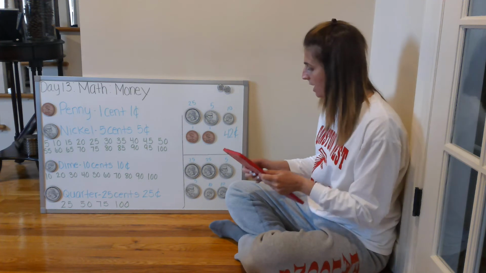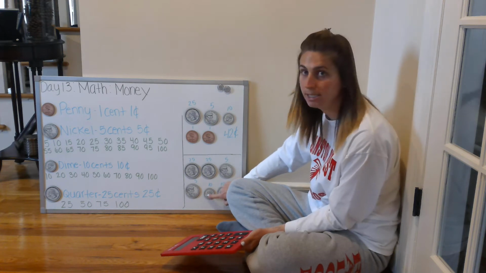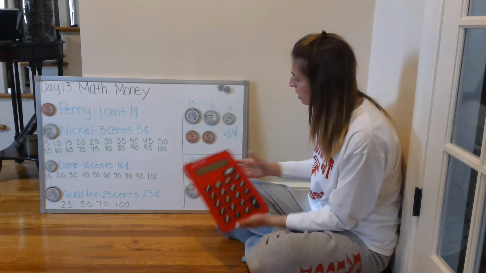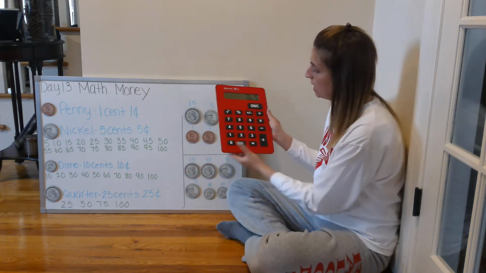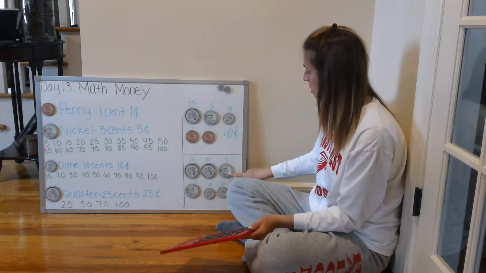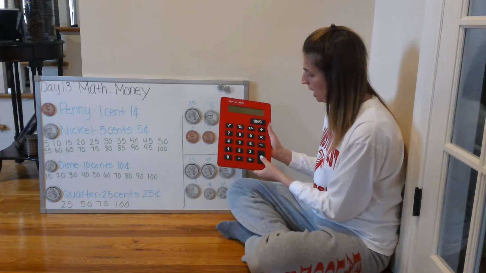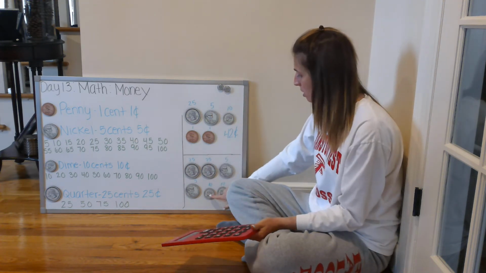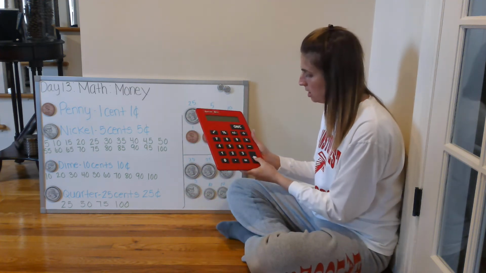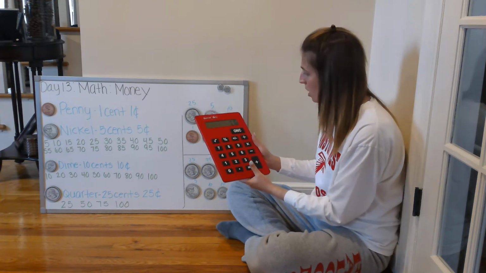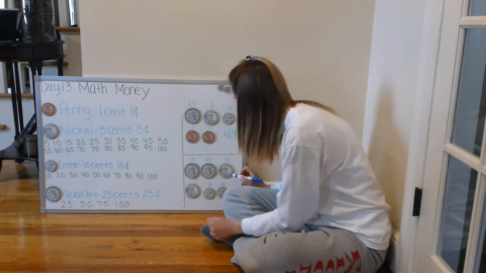Okay, now we're going to calculate 25 plus 25 plus 5 plus 5 plus 10 plus 10. So remember, in our calculator it would be 0.25 plus 0.25 plus 0.05 plus 0.05 plus 0.10 plus 0.10 equals, and your total is 80 cents.